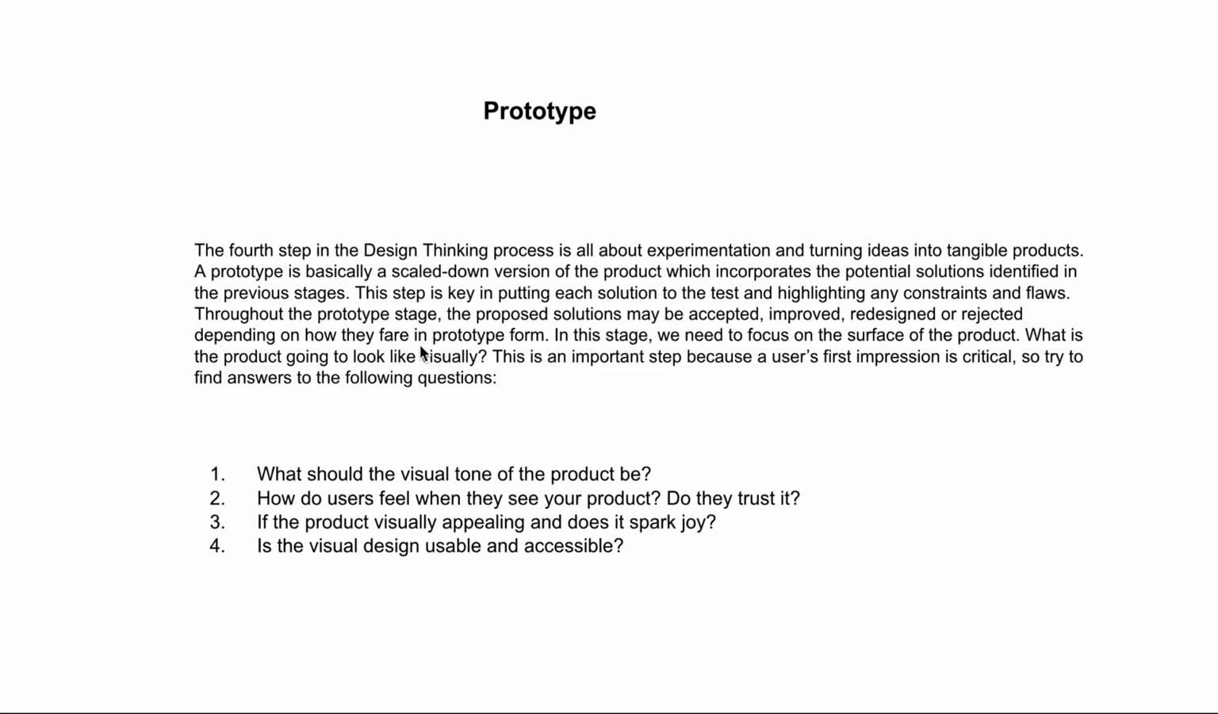Throughout the prototype stage, the proposed solutions may be accepted, improved, redesigned, or rejected, depending on how they fare in prototype form. In this stage, we need to focus on the surface of the product. What is the product going to look like visually? This is an important step because a user's first impression is critical. So try to find answers to the following questions. What should the visual tone of the product be? How do users feel when they see your product? Do they trust it? Is the product visually appealing and does it spark joy? Is the visual design usable and accessible?